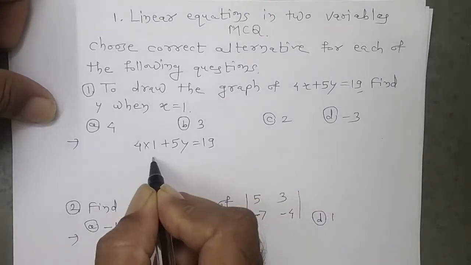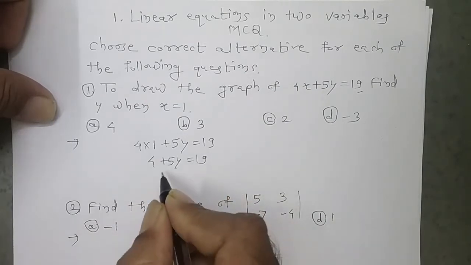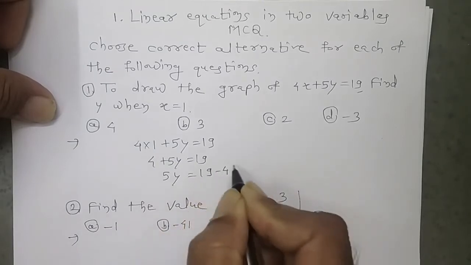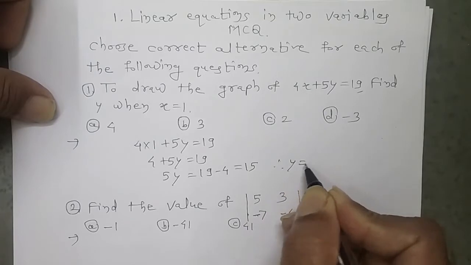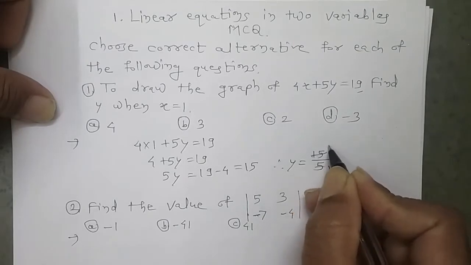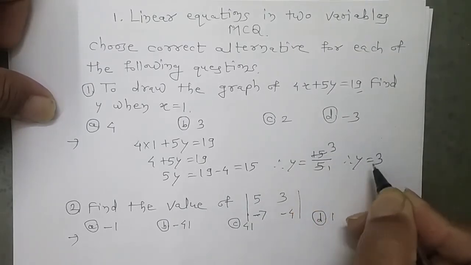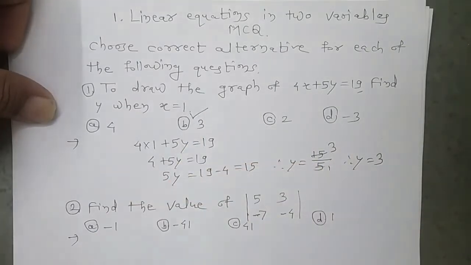Therefore 4 plus 5y is equal to 19. 5y is equal to 19 minus 4 is equal to 15. Therefore, y is equal to 15 upon 5. Dividing by 5, 3. Therefore, y is equal to 3. Correct answer is B.